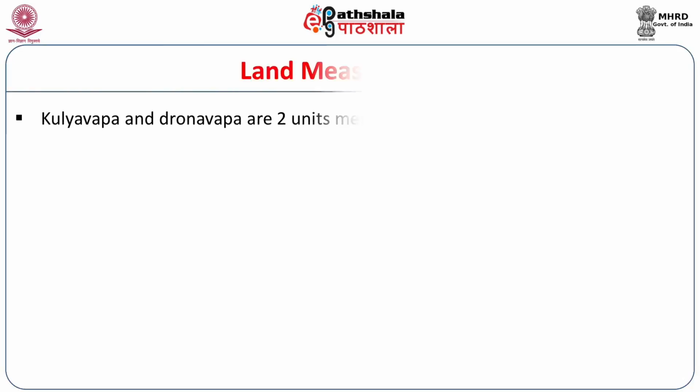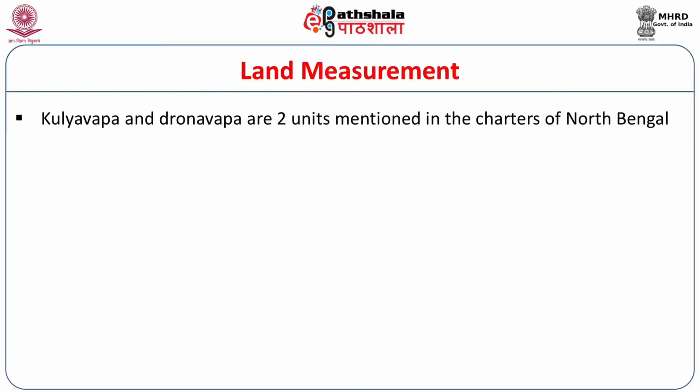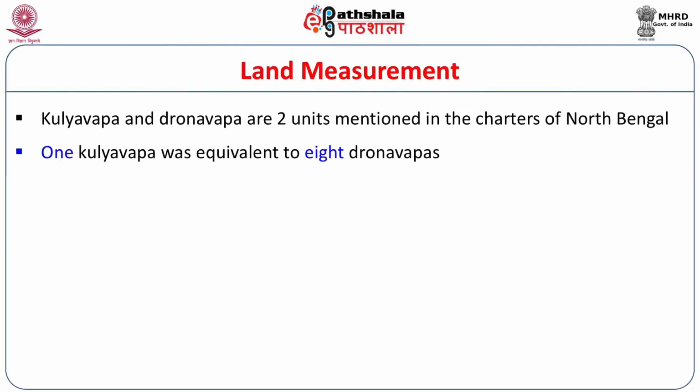The measurement of land forms a very important subject matter in the combined deeds of sale and purchase grant of land, as I have already discussed, those coming from the northern part of the Bengal delta. There are two units, Kullo-Vapo and Drono-Vapo, which are mentioned in the charters of North Bengal. As you can see, they end with the suffix Vapo. Vapo most probably means to sow. Kullo-Vapo and Drono-Vapo were most probably the seed measures. One Kullo-Vapo was equivalent to 8 Drono-Vapos of land.